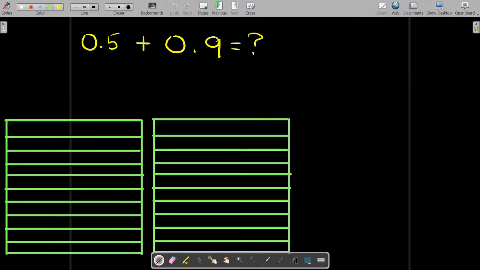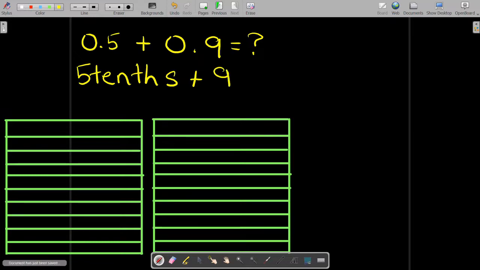Now, pause the video again and give this problem a try. Okay, I'm assuming you're giving it a go. Let's get started. Okay, so it says 0.5 plus 0.9. 0.5 can be written as 5/10. Now 0.9 can be written as 9/10.